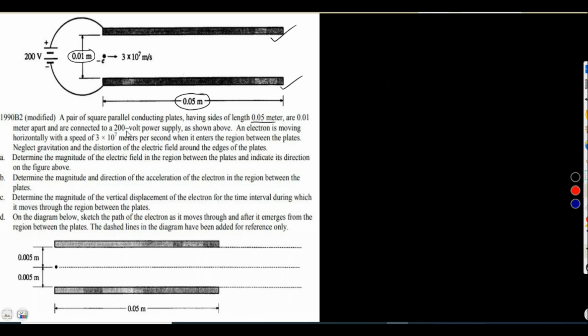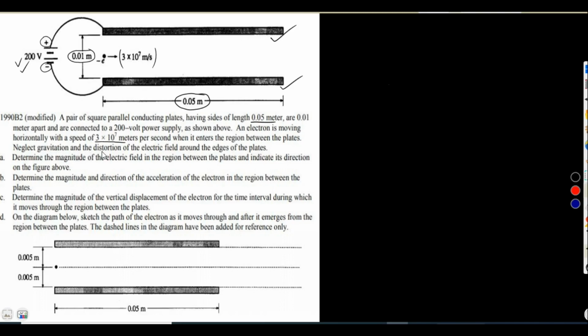And they are connected to a 200 volt supply. This is the 200 volt supply, this is the positive terminal and this is your negative terminal. An electron is moving horizontally with this much speed in meters per second, and it enters the region between the plates.